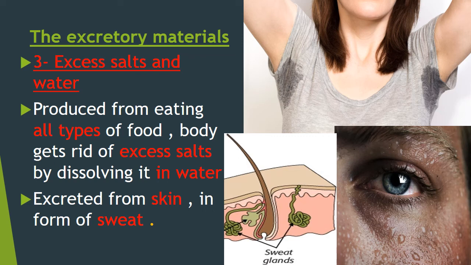From where are they excreted, or how does the body get rid of them? They are excreted from the skin. Okay? It's excreted from the skin in the form of sweat. You can see this lady under her armpits. This is called sweat. Okay? The excess salts and water are excreted from the skin in the form of sweat.